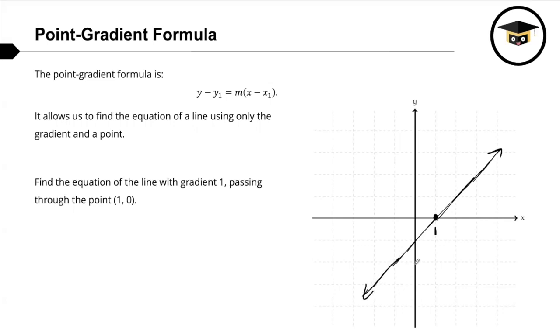Now, how do we find the equation of this line? Well, if we are to use the point gradient form, we just need to know one point and we need to know the gradient.